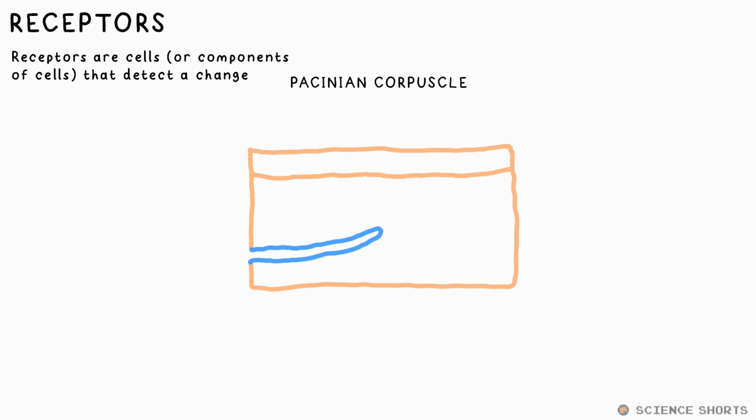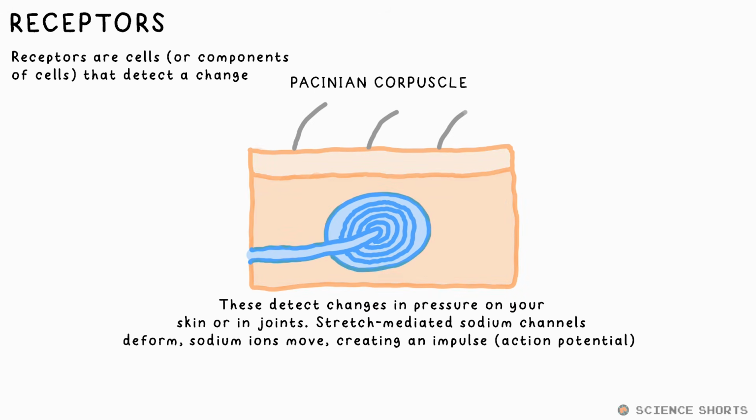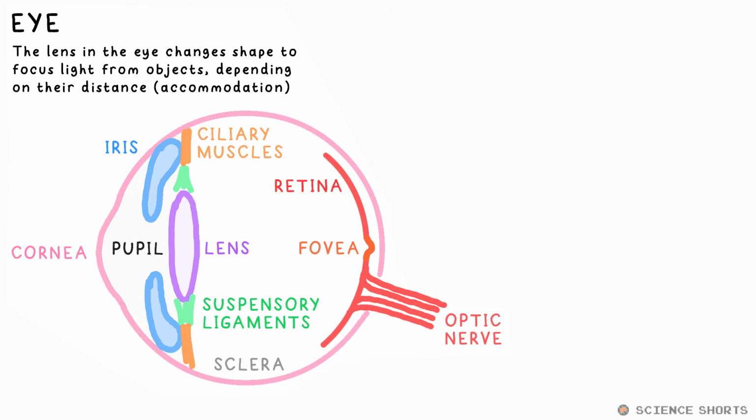There are many types of receptor. Pacinian corpuscles are found in your skin, but they're also found in your joints too. These detect changes in pressure caused by touching something or movement, by having stretch-mediated sodium channels that deform such that sodium ions move, causing a potential difference, which goes on to create an action potential in the single sensory neuron attached to it.